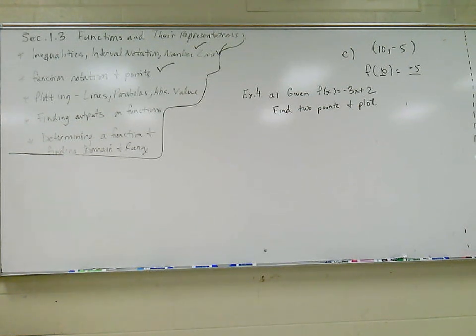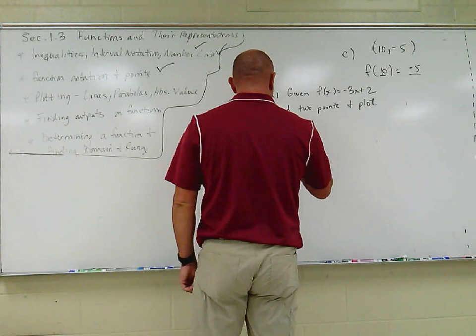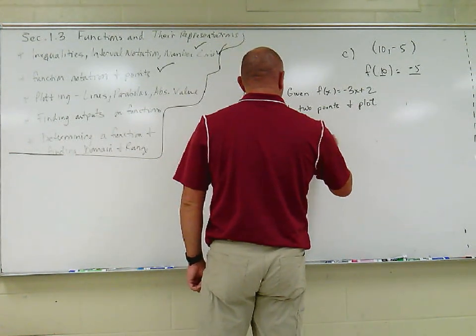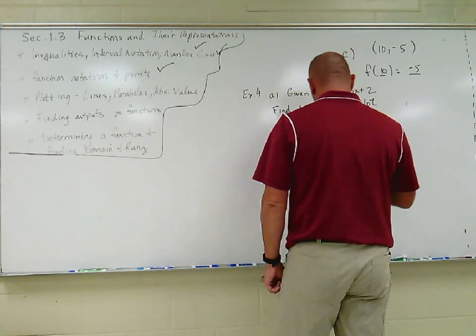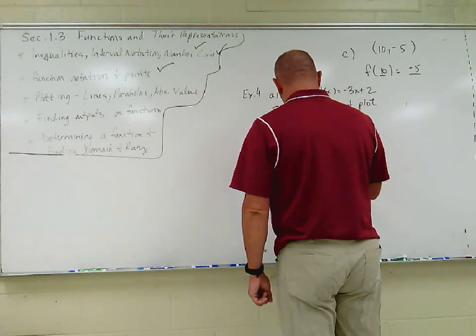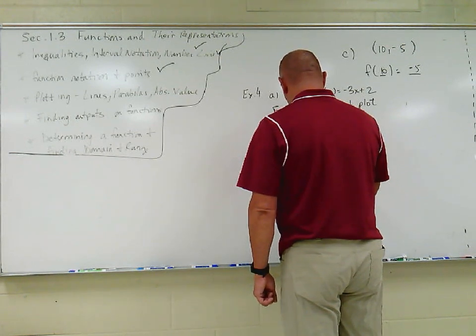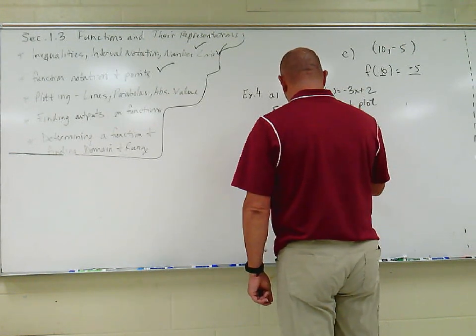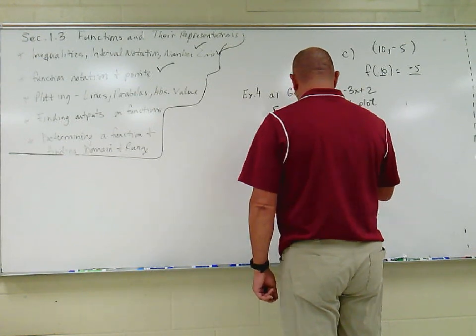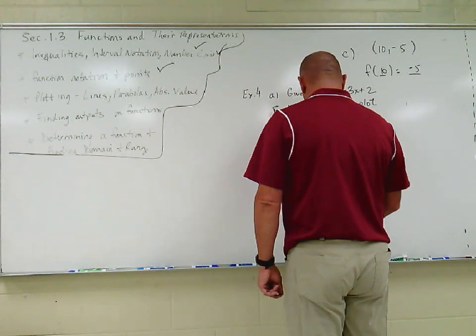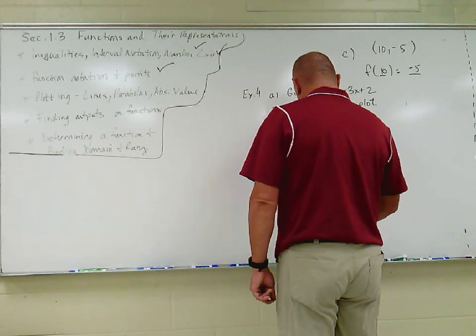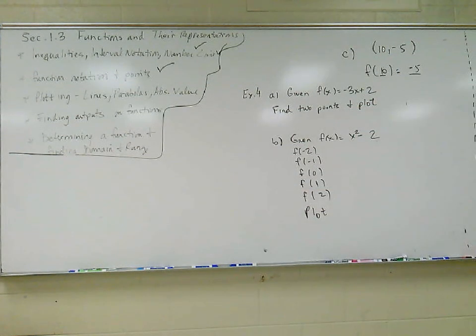And then after you do that one, you're going to do this one, given f of x is x squared minus 2. I'll give you the points that I want you to find. So we'll do f of -2, f of -1, f of 0, f of 1, f of 2, and then we can plot. Okay, so do part A. I'm letting you find any 2 points that you want and then plot. And then part B, I'm giving you the points I want you to find.